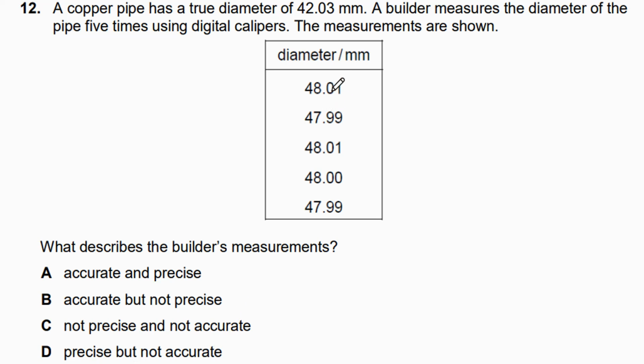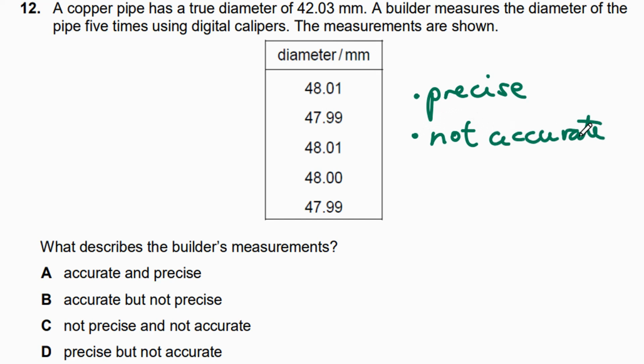If you look at these repeated measurements, we see that they are all close to each other. So that means they are precise. Remember that precision refers to how close repeated measurements are to each other. Then the true diameter is 42.03 millimeters. If we take the average of these values, we can see that it's quite far from the true value. So that means it's not accurate.